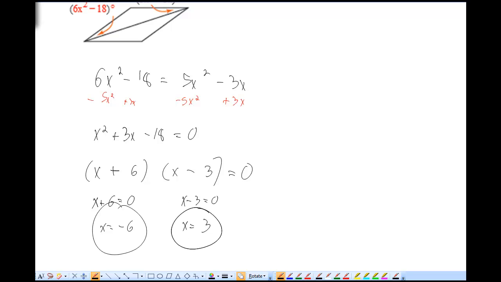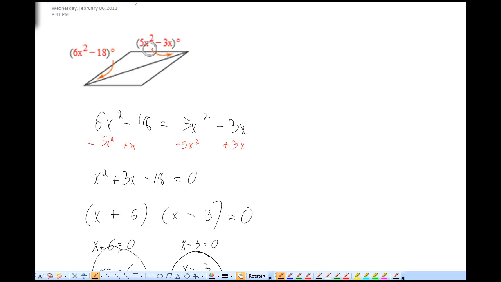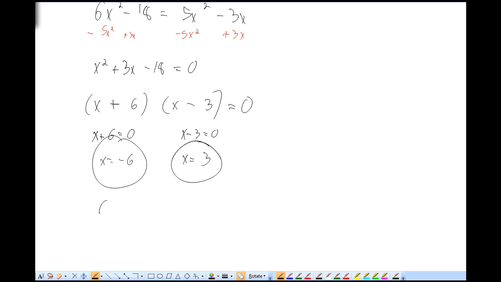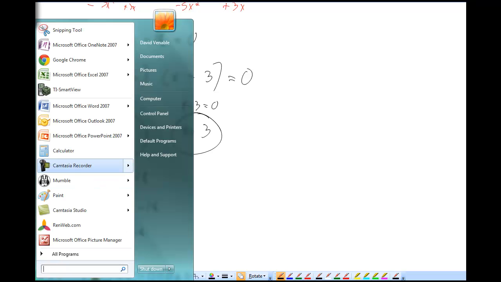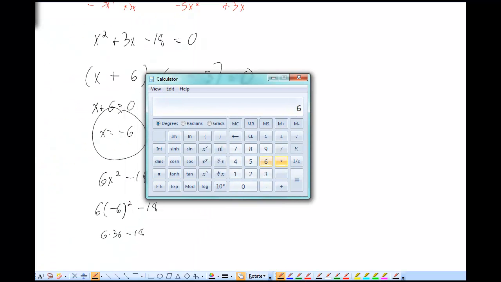What will happen is if you plug it into your original expressions, okay? Your original expressions here are 6x squared minus 18. These are equivalent expressions, so I'll just use this one. You got 6x squared minus 18. Just substitute the negative 6 into there, see what you get. So you get 6 times negative 6 squared minus 18. That's 6 times 36 minus 18. But the problem with that is you're going to get a really big number. So check it on our calculator here. If you do 6 times 36, it's 216, subtract 18, you get 198.